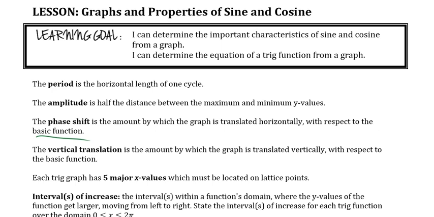Vertical translation is straightforward: the amount by which the graph is shifted or translated vertically. Okay, again, with respect to the parent function. This is really important. For each trig graph we look at 5 important points. Those 5 points will define one cycle of our graph. It's really important, and those must be located when we start graphing.